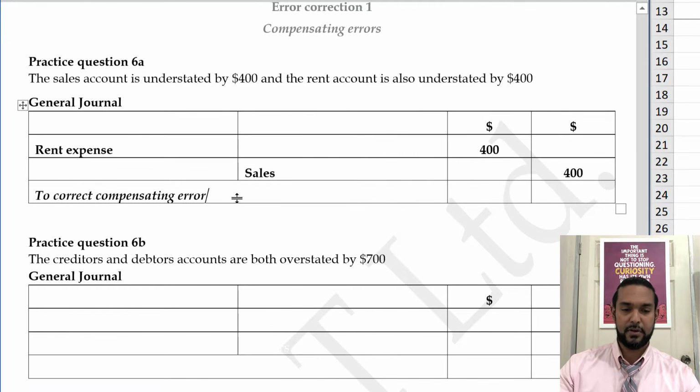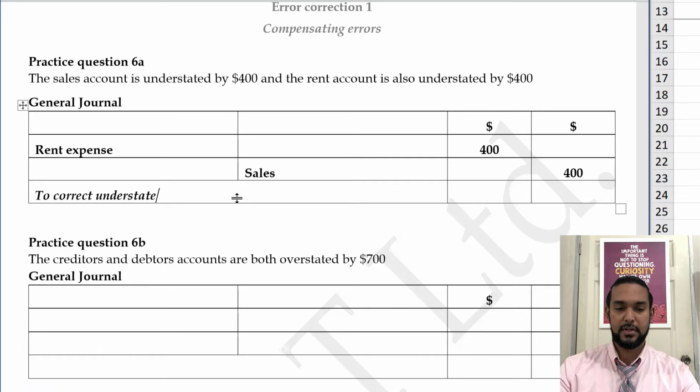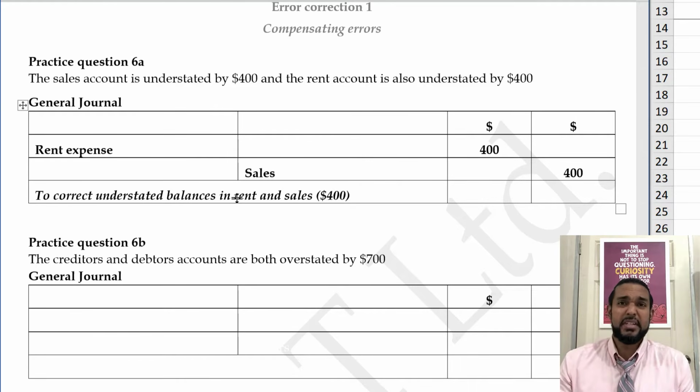Let's be a bit more specific, right? To correct understated balances in rent and sales, 400. Like I say, you can put a bit more detail. It doesn't have to be an entire paragraph or an essay. Keep it simple.